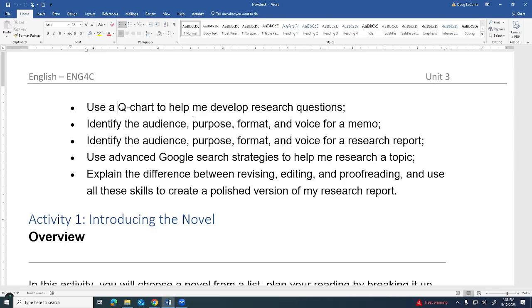So this will be like the major assignment. This is where we're heading in this course, okay? We have a culminating task after the essay, but really, this is what we really want you to learn, where we're heading, and really the purpose of ENG4C, to be able to write a research report.